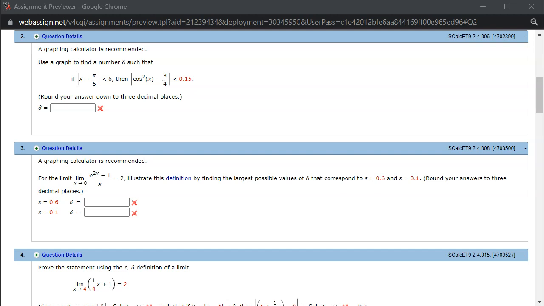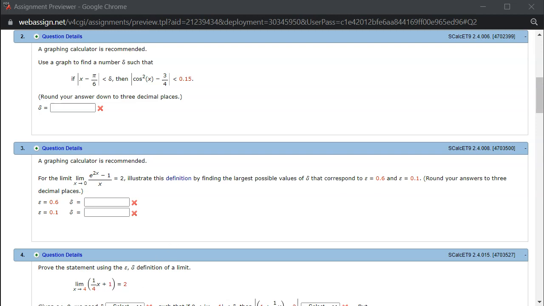All right, let's look at homework 2.4, problem number 2. It says that a graphing calculator is recommended, so I'm going to use GeoGebra on this one. We want to find the delta value for a given epsilon value, which is 0.15. The function f of x is cosine squared of x, and a value is pi over 6.